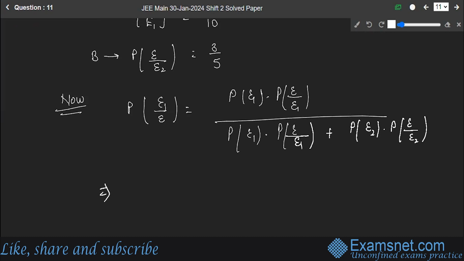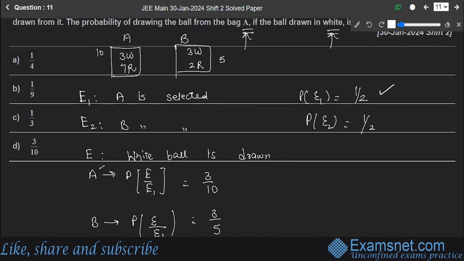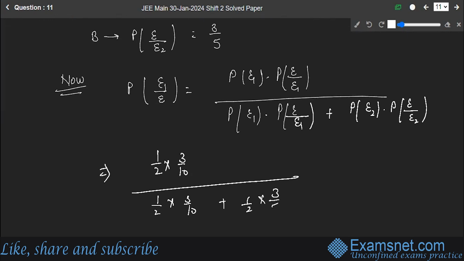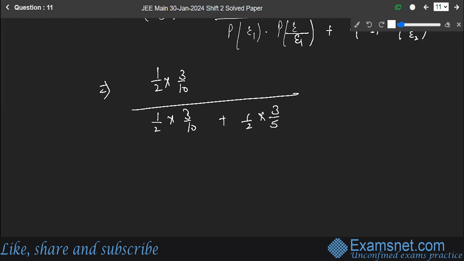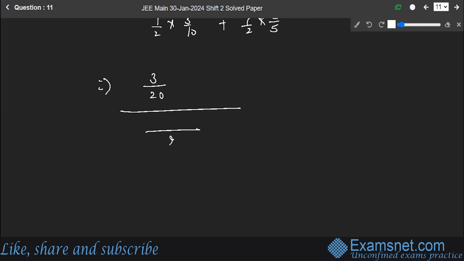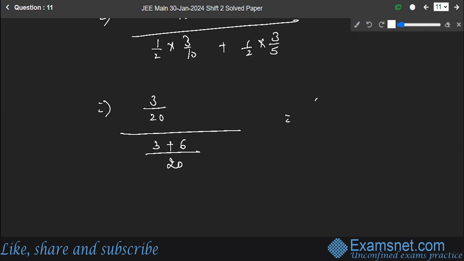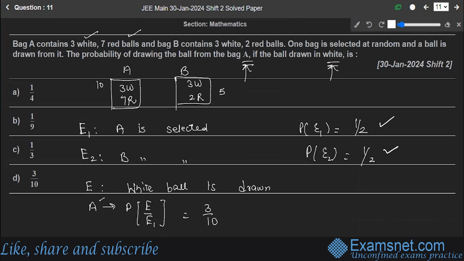Now you have everything, just fill in the values. P(E1) was 1 by 2, and this is 1 by 2. So 1 by 2 into 3 by 10 divided by 1 by 2 into 3 by 10 plus 1 by 2 into 3 by 5. Let's solve this. You will have 3 upon 20, and here I'm taking the LCM directly, this is 20, and here was 3 plus 6. 3 upon 20 over 9 upon 20 is equal to 1 by 3. So this is the answer to the question.